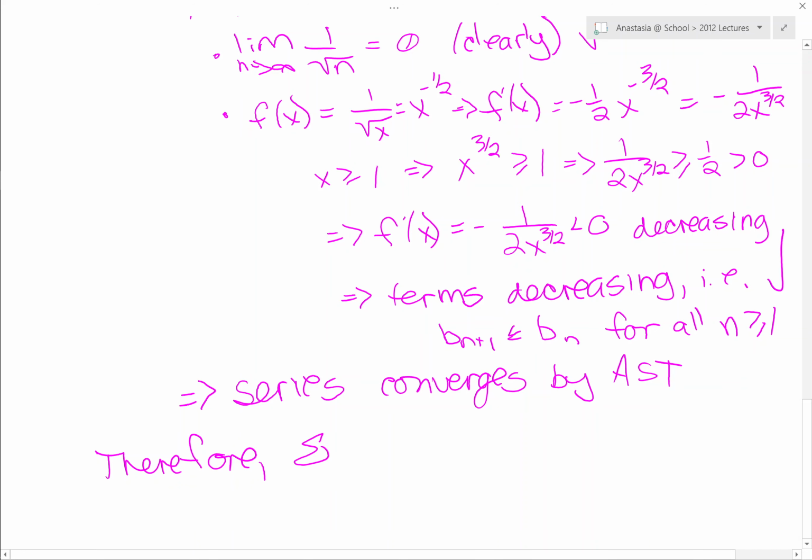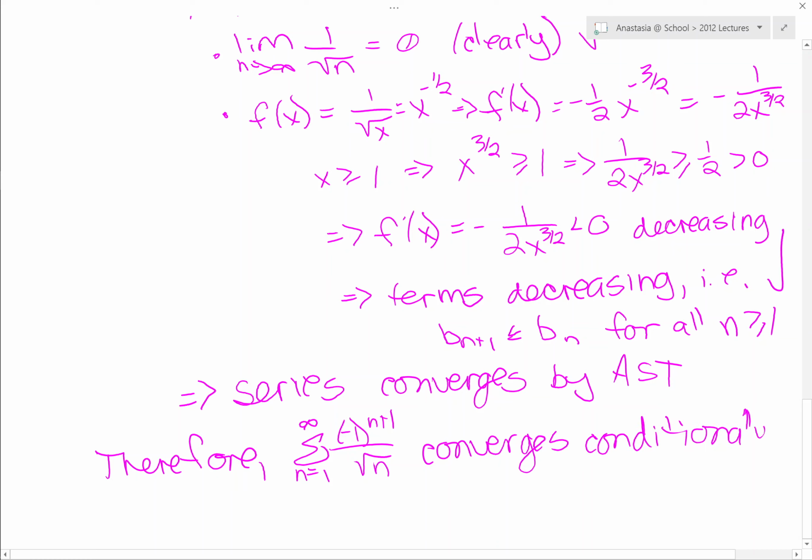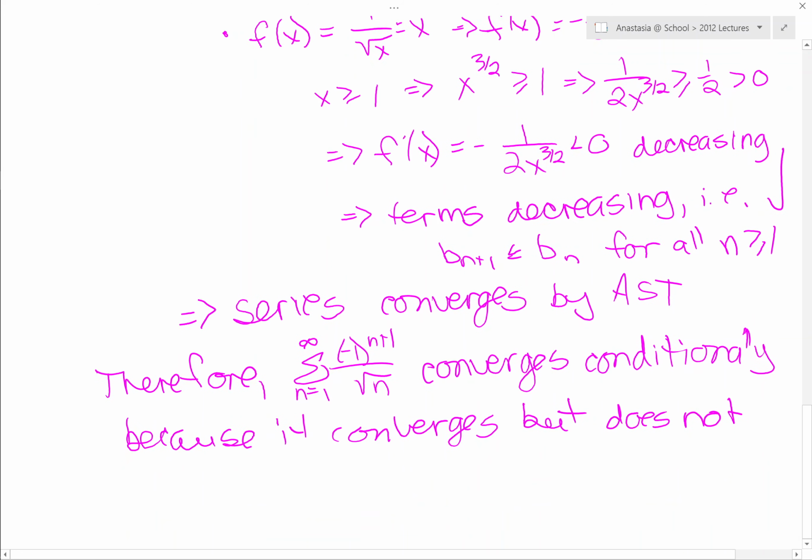Therefore, the sum from n equals 1 to infinity of negative 1 to the n plus 1 over the square root of n converges conditionally because it converges but does not converge absolutely. And there we are done for example 3.